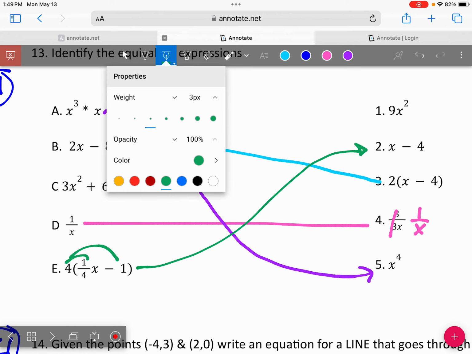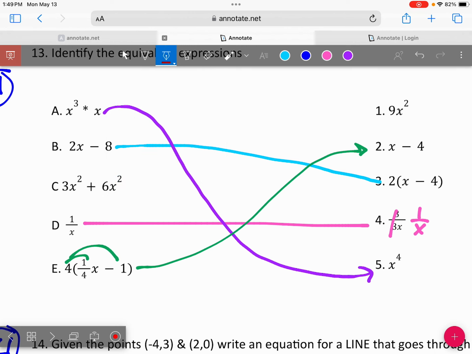And then our last one is combining like terms. So 3x squared plus 6x squared gives me 9x squared. So there are going to be times when you simplify the left. There's going to be times when you simplify the right. There might be times when we have to simplify both and find that they simplify to the same thing.